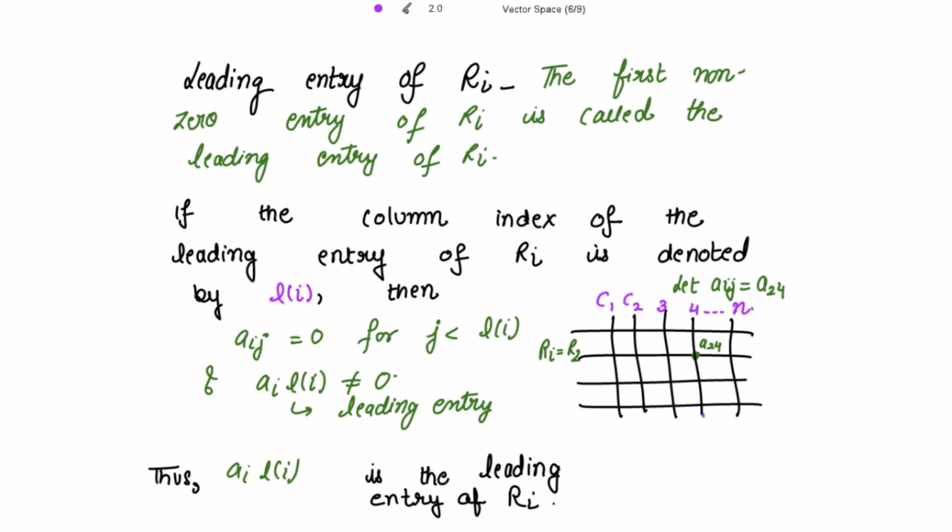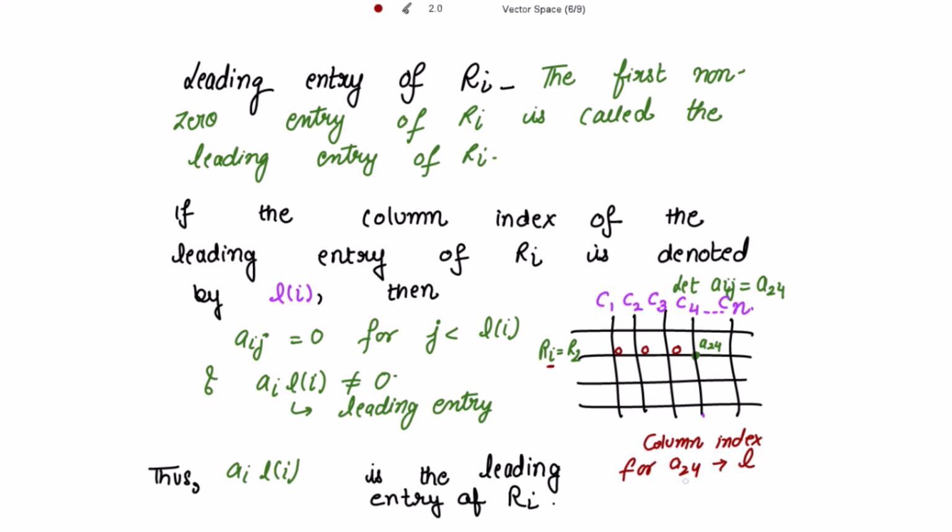Suppose this is column 1, this is column 2, this is column 3, this is column 4, up to column n, right? Let me consider this element A24, the element in the second row and fourth column. Suppose this is your leading entry. Leading entry means the first non-zero entry, which means the rest of the entries before it are 0. This is the first non-zero entry, right? What is the column index for this entry? That is Li. So the column index for A24 is Li, because i is denoting the number of the row.